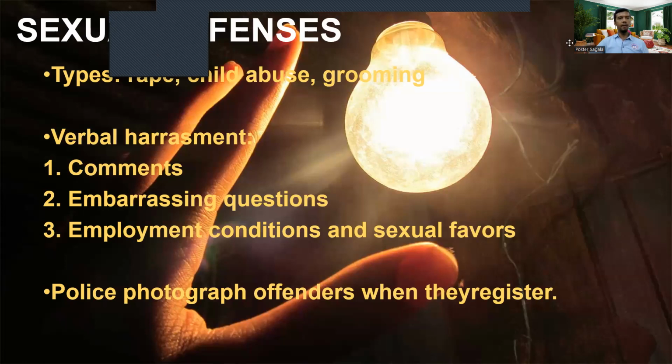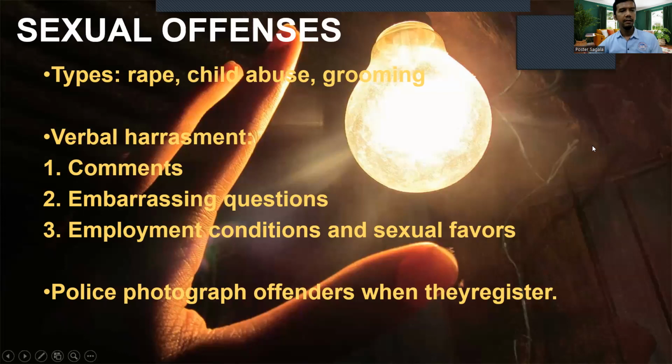Starting from sexual offenses. The types are rape, child abuse such as grooming, and also verbal harassment. Verbal harassment includes comments, embarrassing questions, employment conditions, and sexual favors. And the third one is police photographing offenders when they register. So here is the context of sexual offenses.